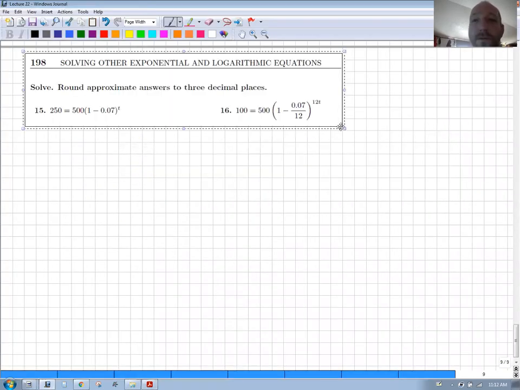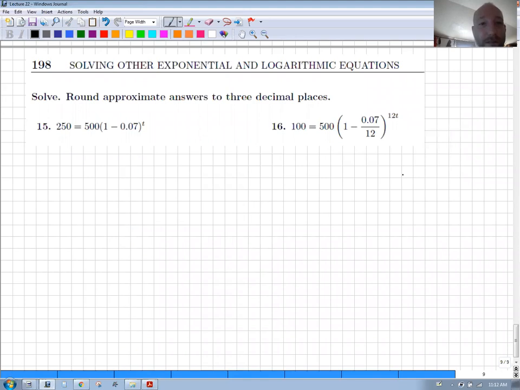So we're going to solve, approximate to 3 decimal places. Okay, so we're solving for t. It's in the exponent here. Let's fix this a little bit here. 1 minus 0.07. 1 minus 0.07. All right, that right there is 0.93. This is to the t power, right?